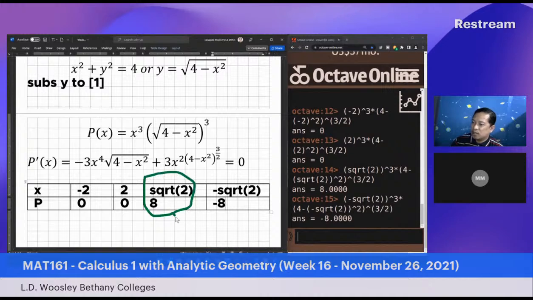So, this is the answer. At x equal to negative square root of 2, that would yield the maximum product of x cubed, y cubed, which is equal to 8. Okay, make sense?